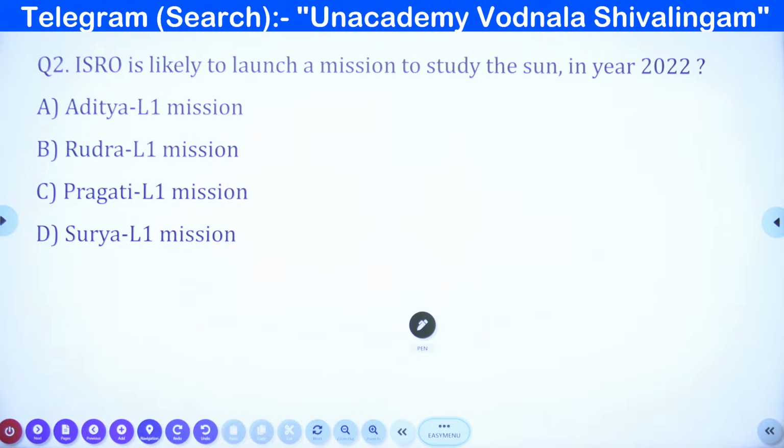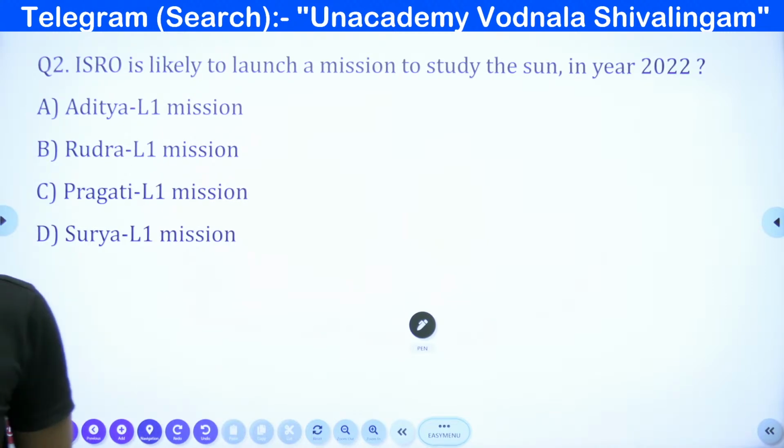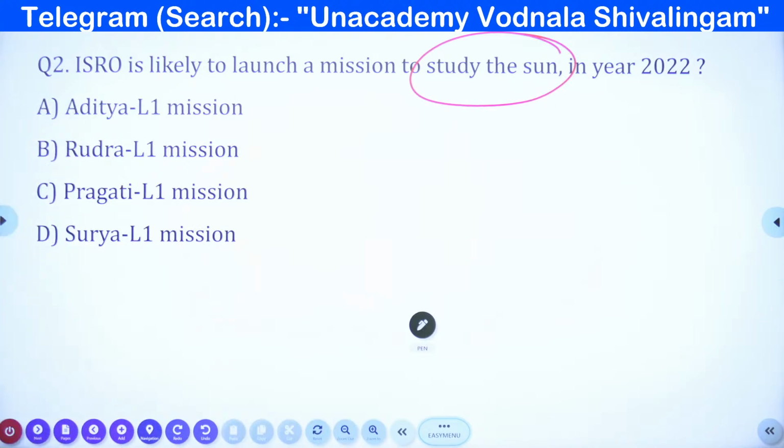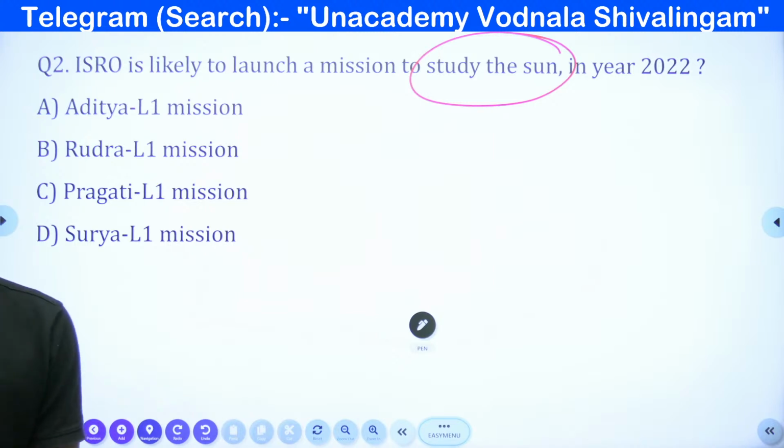Next, ISRO is likely to launch a mission to study the sun in the year 2022. What is that mission? Aditya L1 mission, Rudra L1, Pragati L1, Surya L1. What is that?